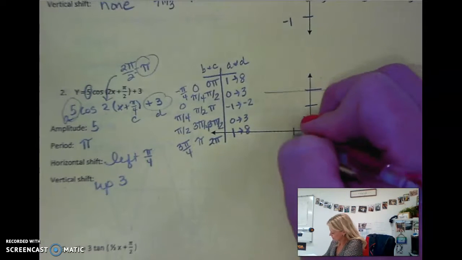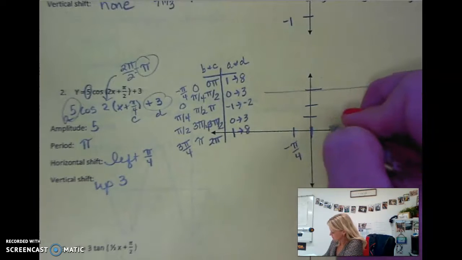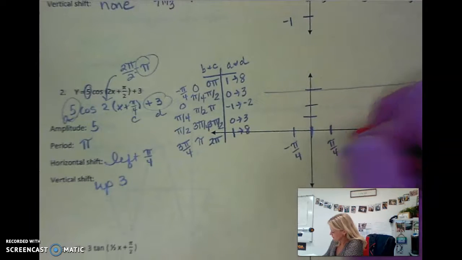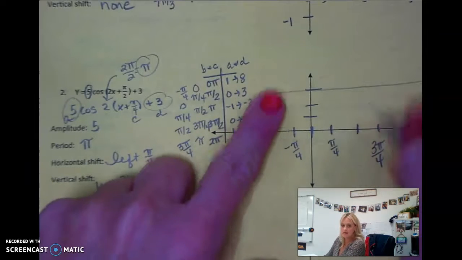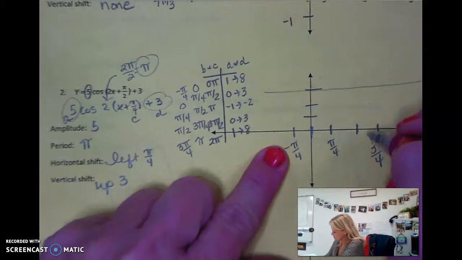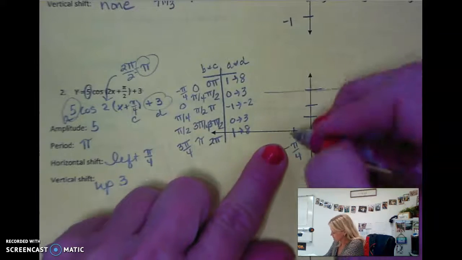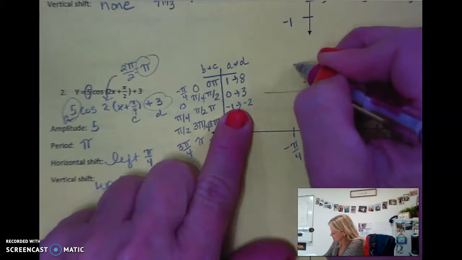So now I have the new points -1/4, 0, 1/4, 1/2, and 3 pi over 4. So I still have a period of 1 pi. It's just stretched across here. So now when I go to graph this, I'm going as high as 8. 1, 2, 3, 4, 5, 6, 7, 8.